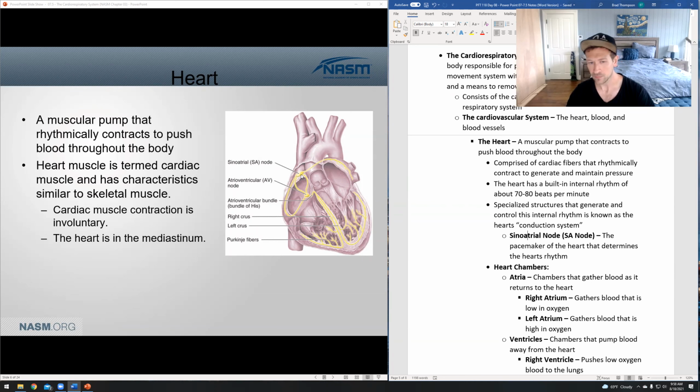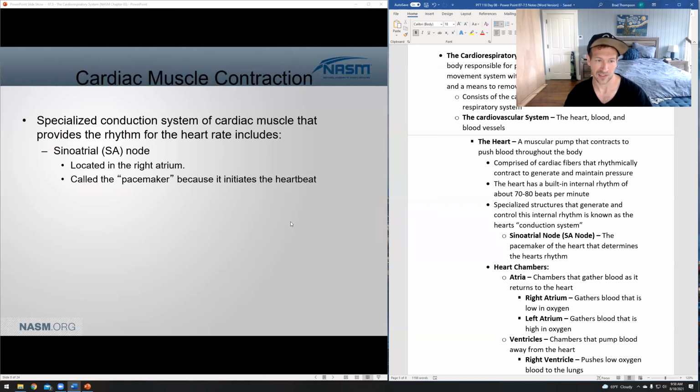But then that signal travels down to this little node right here. That's called your AV node. That's what's known as your atrioventricular node. And that delays the signal and allows the top of the heart to finish contracting before the signal continues traveling down to the rest of the heart. And then it will travel down to here into this little bundle called the bundle of His. And then that will branch down into what are called your Purkinje fibers, which allow the rest of the heart to really get that big signal.